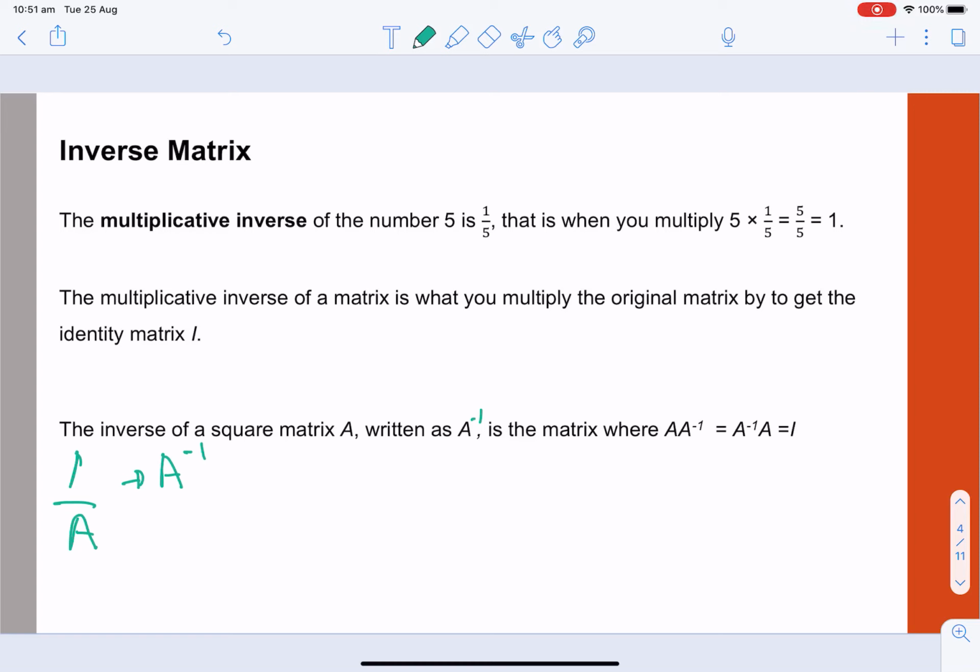Instead of saying A to the negative 1, we just call it inverse A. Saves a lot of time, saves a bit of a mouthful. Imagine if you kept on having to say the multiplicative inverse or the A to the negative 1. No, that's not going to work. It's too confusing. Stick with inverse A. So A times 1 on A gives you A on A, gives you I, or 1.